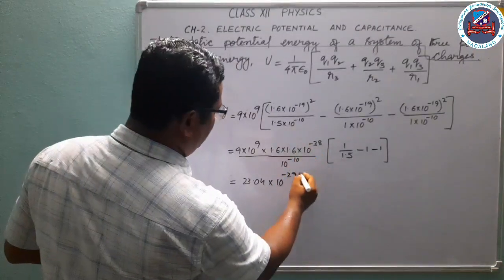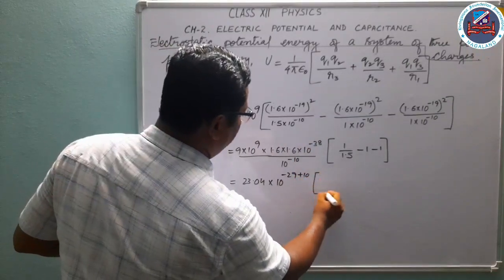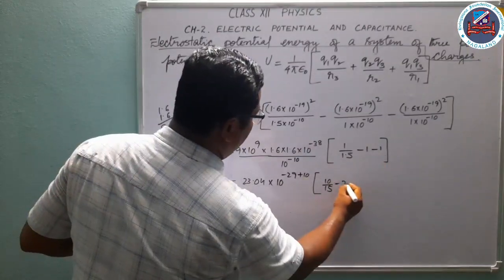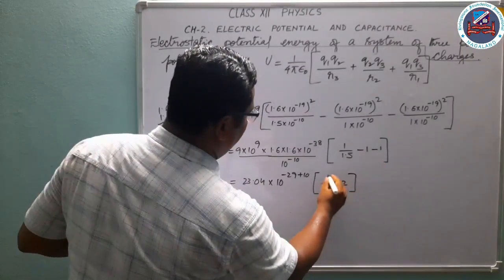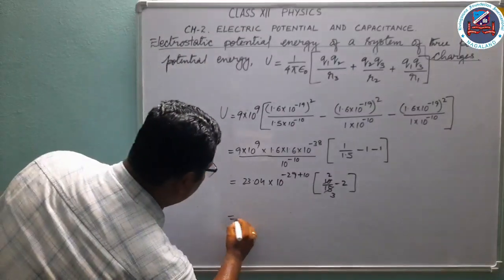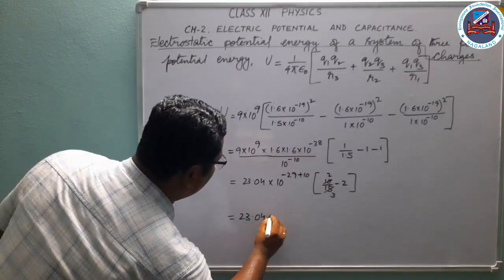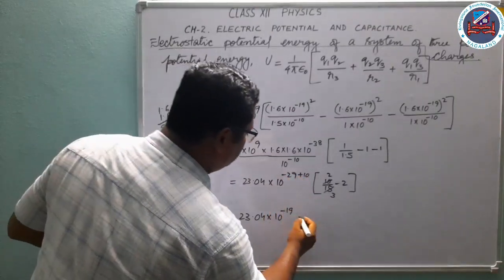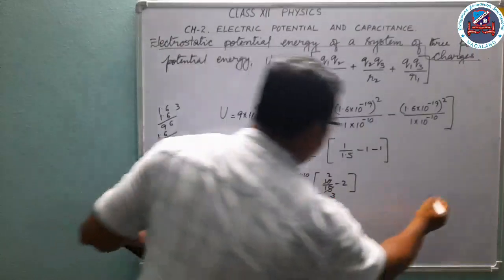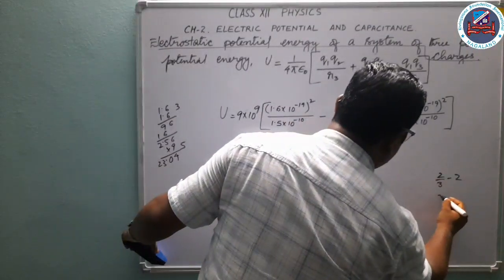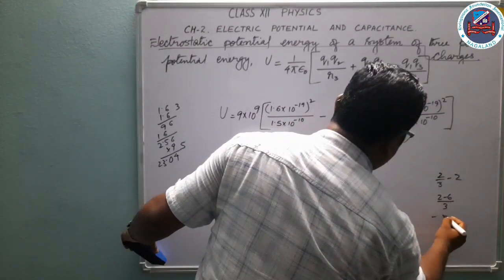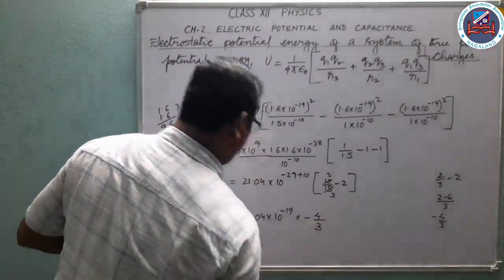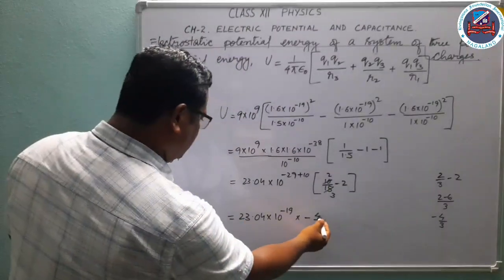Then minus 10, if you take it up, will be plus 10. And inside the bracket you can make this as 10 by 15. And minus 2, minus 1 is minus 2. 5 3 times, 5 2 are 10. This will become 23.04 into 10 to the power minus 19. Minus 10 plus 10 is minus 19. And then this bracket term, if you take LCM, 2 by 3 minus 2, it will be 2 minus 6 by 3, it is minus 4 by 3. Minus 4 by 3. Now multiply it.